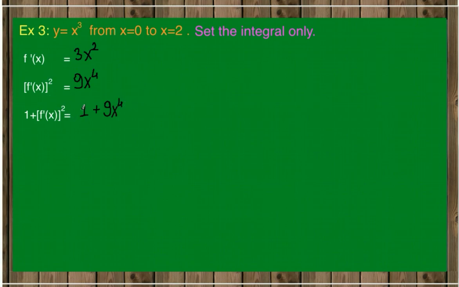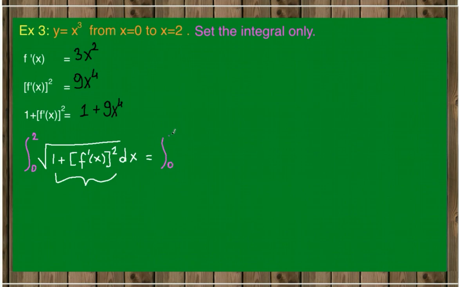Our ingredients are ready, so we can set up the integral to calculate the arc length. Integral from a to b, in our case from 0 to 2, square root of 1 plus f prime of x squared dx. We know 1 plus f prime of x squared because we found it here, and we can substitute it. Integral from 0 to 2, square root of 1 plus 9x to the 4th.